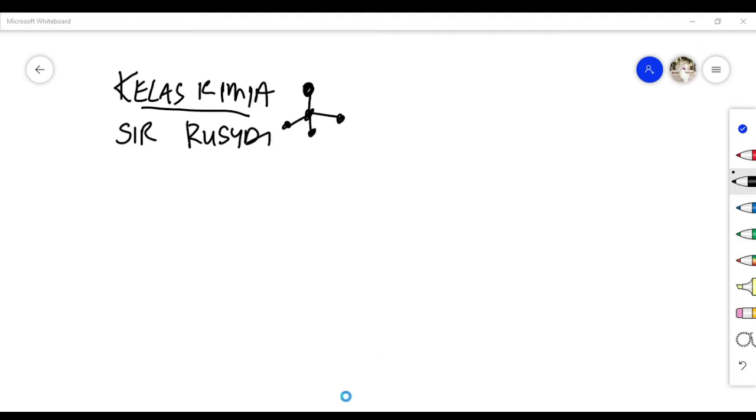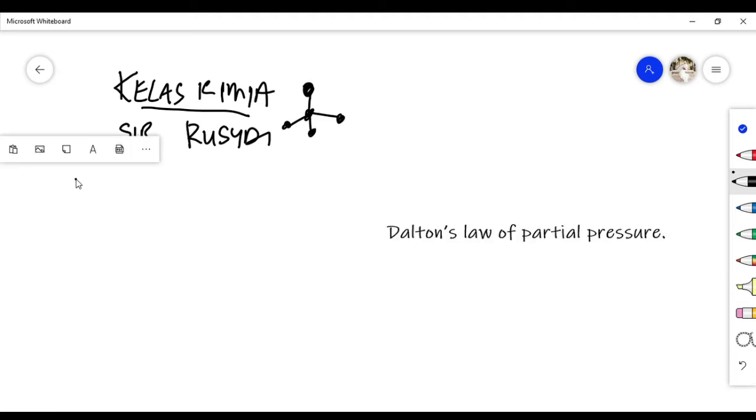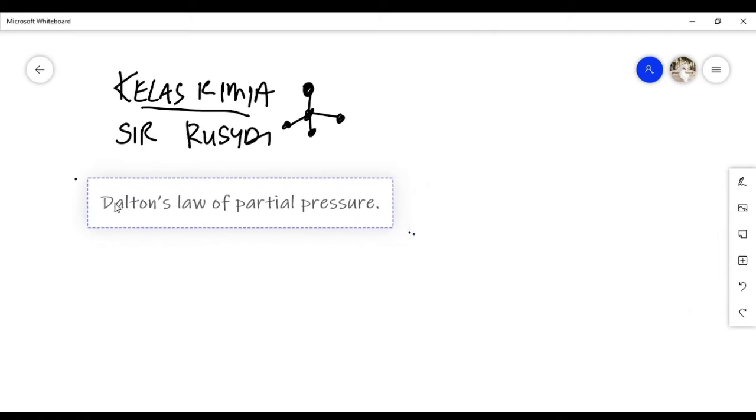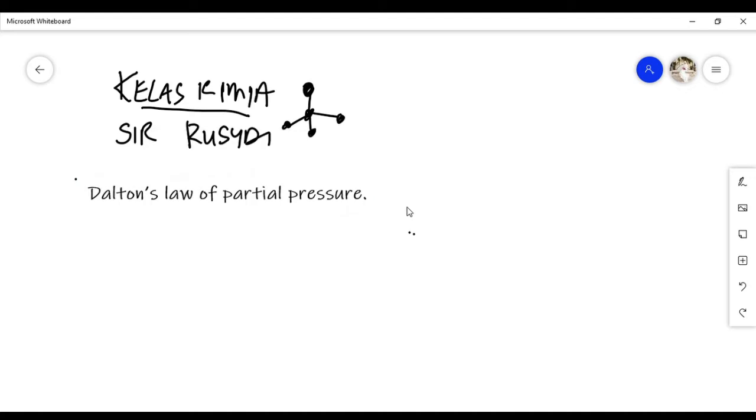So kita copy ni dan kita bawa ke whiteboard sini. Okay, so kita tarik dia di sini, bawa dia di sini. Okay, so for Dalton's Law of Partial Pressure, senang cerita kita tengok daripada slide yang saya tunjuk kat sini.